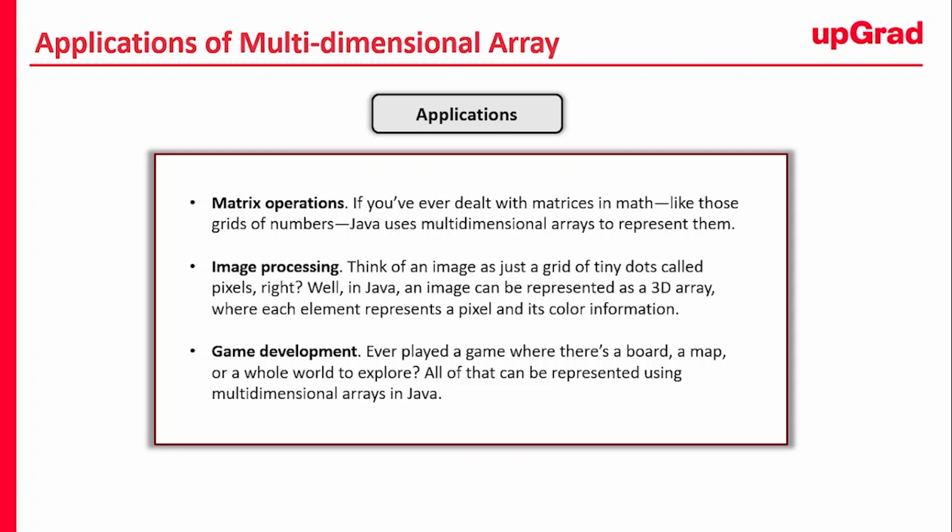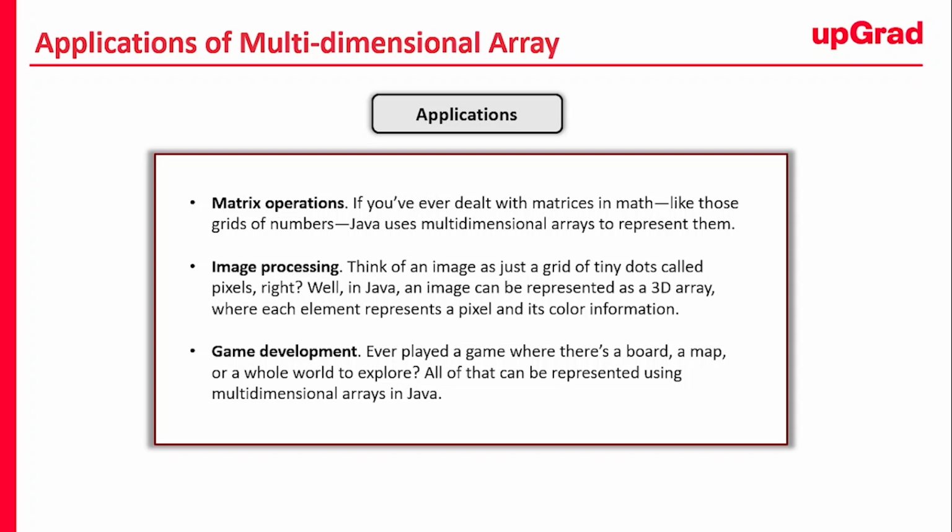Another cool use is image processing. Think of an image as just a grid of tiny dots called pixels. Well, in Java, an image can be represented as a 3D array where each element represents a pixel and its color information, like RGB values. So if you are doing things like filtering an image, resizing it, or detecting edges, multidimensional arrays come in handy to hold all that pixel data and apply these manipulations.